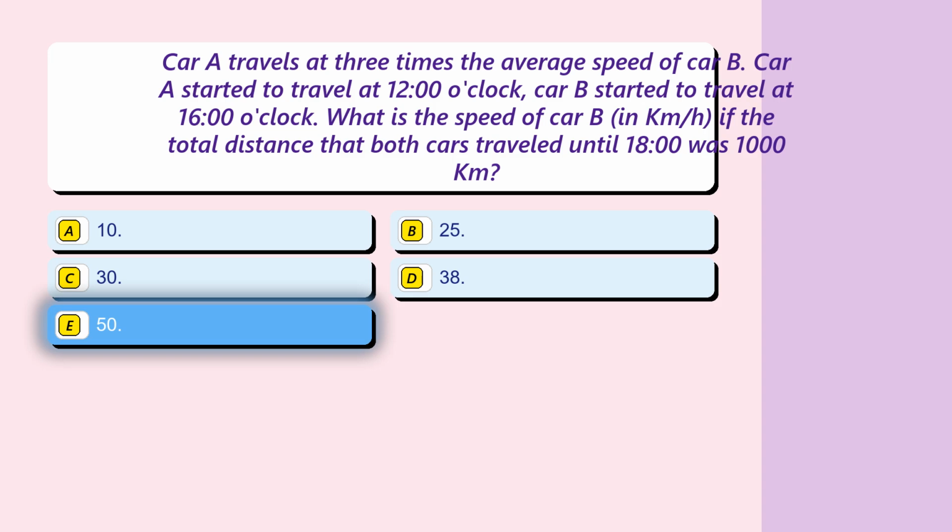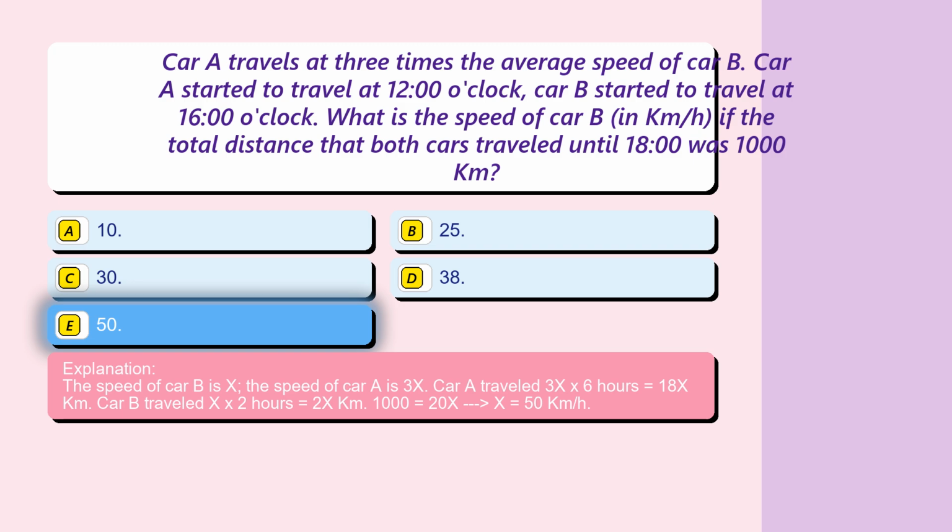The correct answer is option E, 50. The speed of car B is x, the speed of car A is 3x. Car A traveled 3x times 6 hours equals 18x kilometers. Car B traveled x times 2 hours equals 2x kilometers. 1000 equals 20x, x equals 50 kilometers per hour.